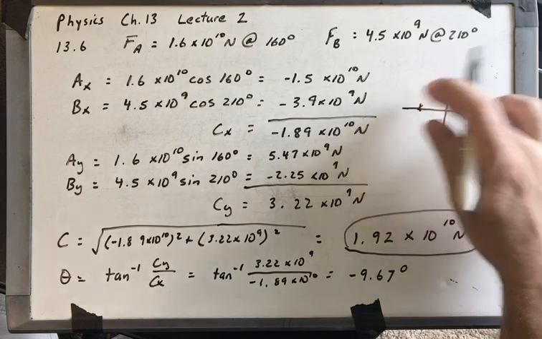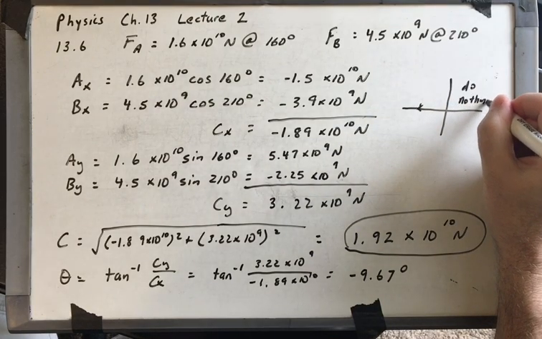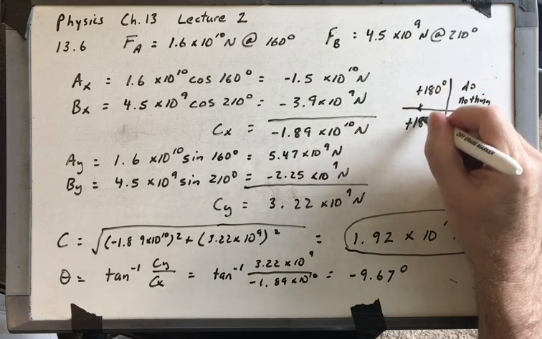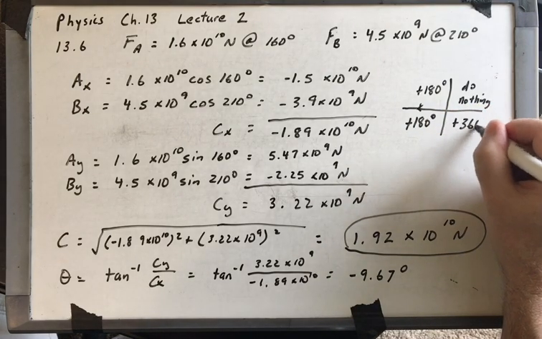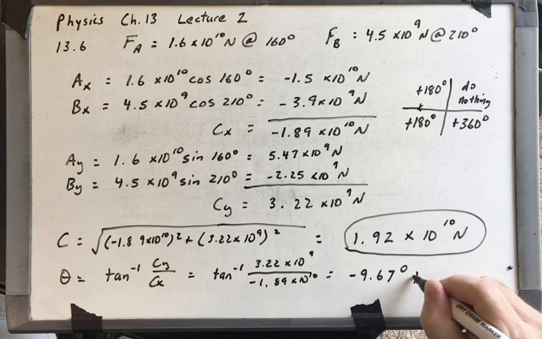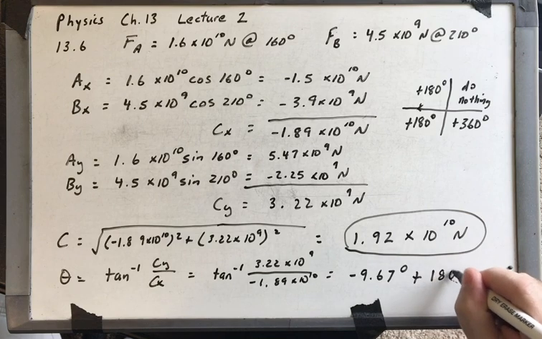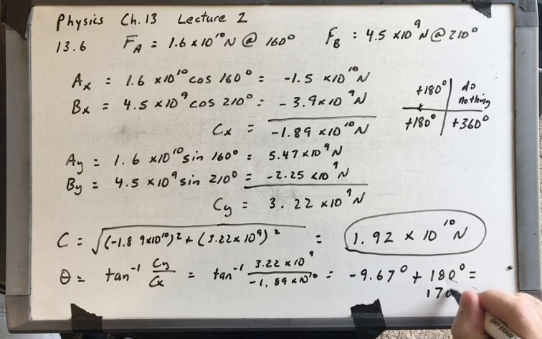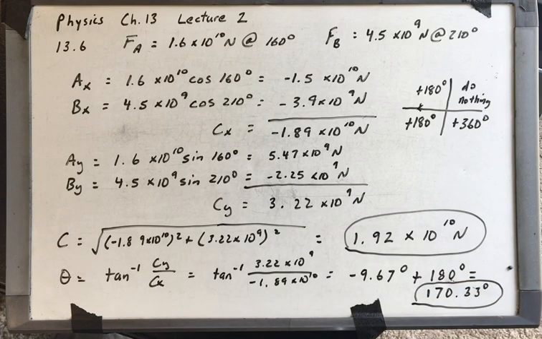So the adjustments that you have to make: if it's in quadrant 1, you do nothing. If it's in quadrant 2, we add 180. Quadrant 3, we add 180. This is to your calculator answer. And if it's in quadrant 4, we add 360. So since this is in quadrant 2, again, x is negative, y is positive, then we're going to add 180. So our direction angle is 170.33 degrees.